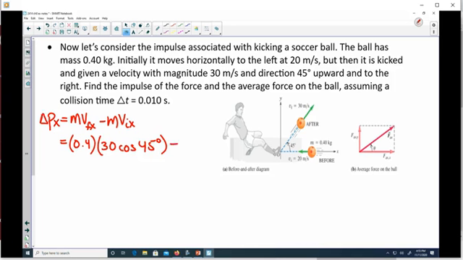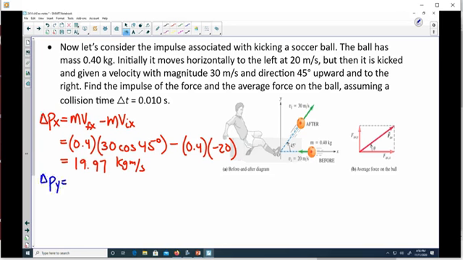So first we can account for the x component of the impulse, or the x change in momentum. The ball starts by coming to the left at 20 meters per second, solely in the x direction. After it's kicked, the x component of its velocity is given by 30 cosine of 45 degrees. And so we can determine the change in the x momentum, 19.97 kilogram meters per second.